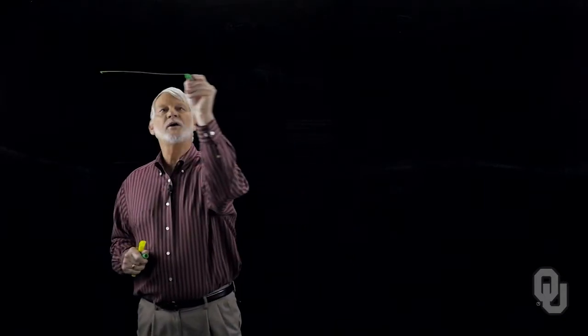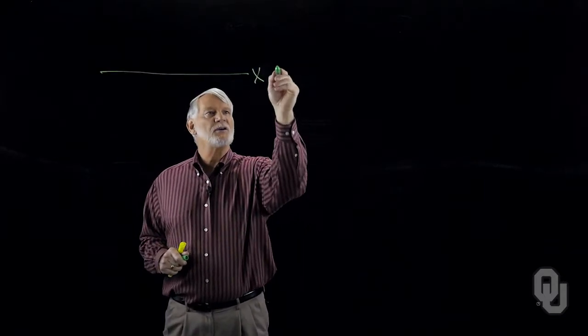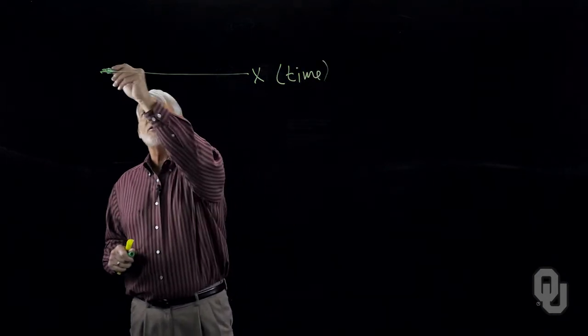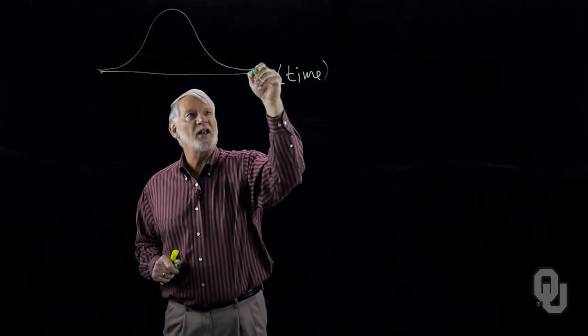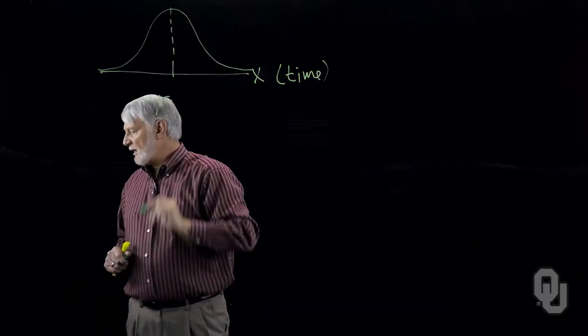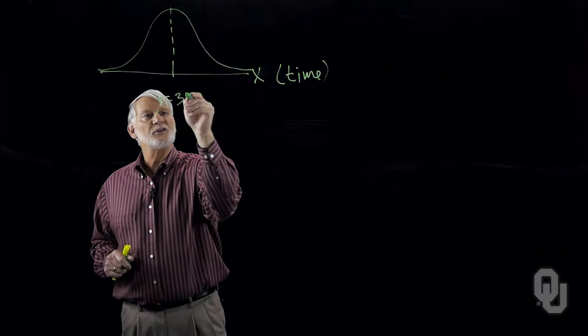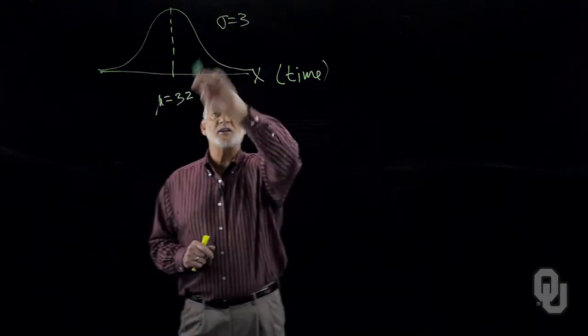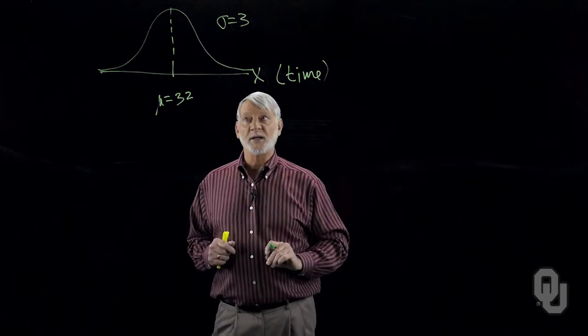The best way to organize the answer to this question is to draw the relevant graphs. So let's begin. We have here the random variable x, which is time. This is normally distributed. We are told that that is true. We are also told that the mean of this is 32 minutes, and the standard deviation is 3 minutes. And I always like to put those up there so I can see what I'm doing.